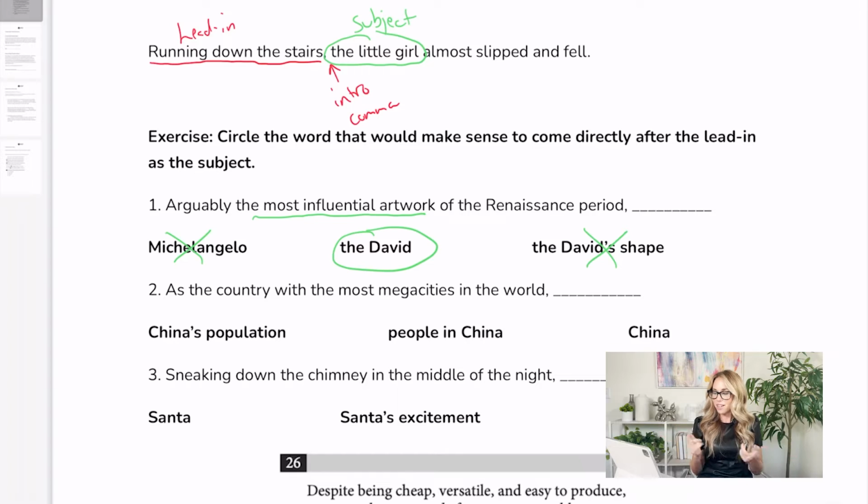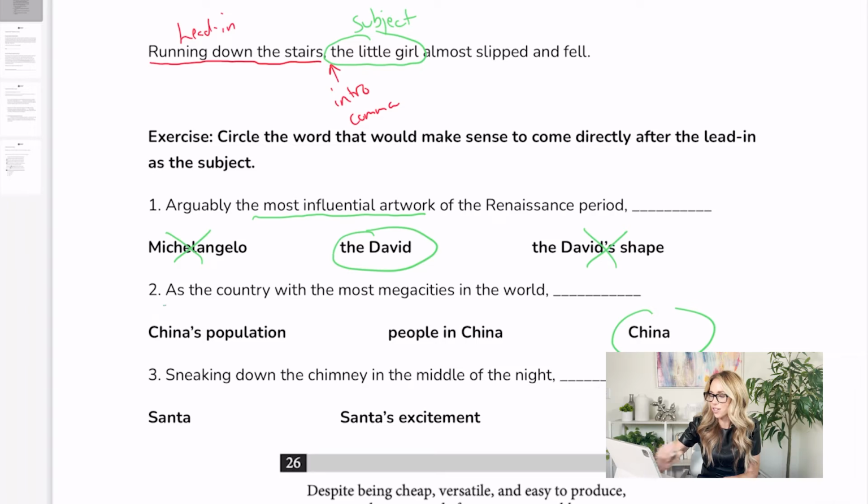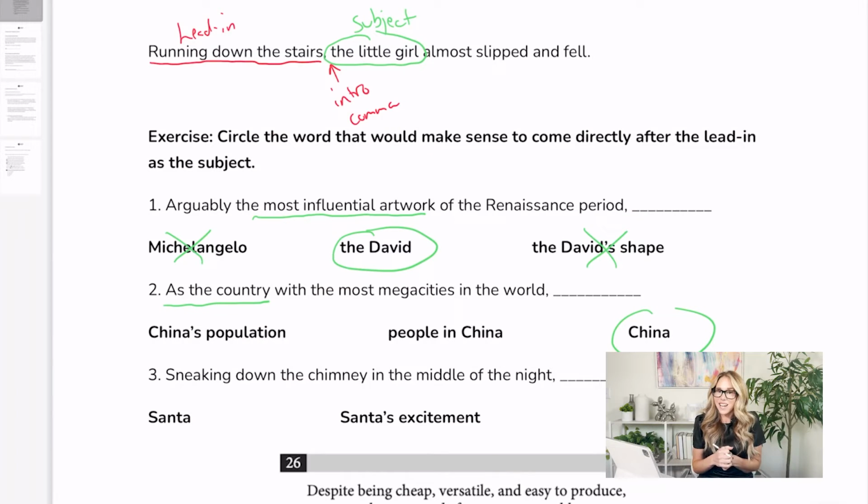If I said, as the country with the most megacities in the world, would you pick China's population, people in China, or China? Absolutely, you're gonna pick China because the intro said as the country. So we're talking about the specific country, China's gotta be the subject. Lastly, if I said sneaking down the chimney in the middle of the night, what would you pick there? Well, Santa's excitement wouldn't sneak down the chimney, neither would the presents. The subject has to be Santa.